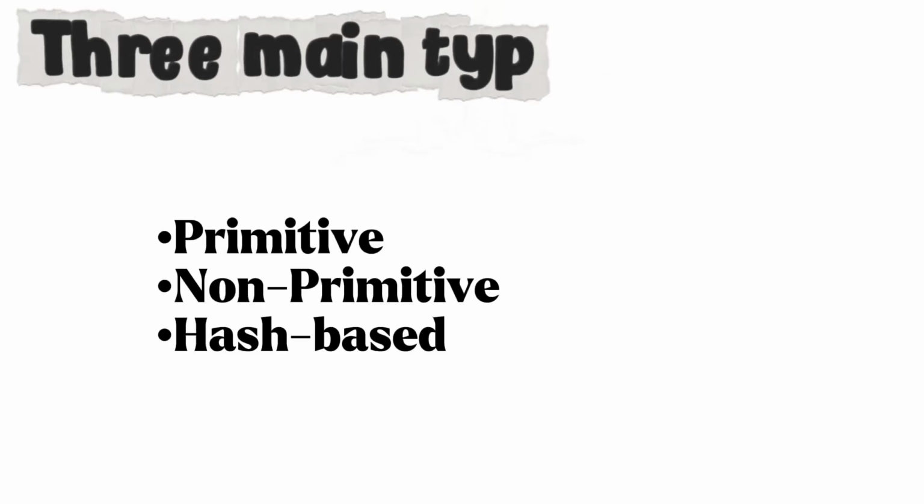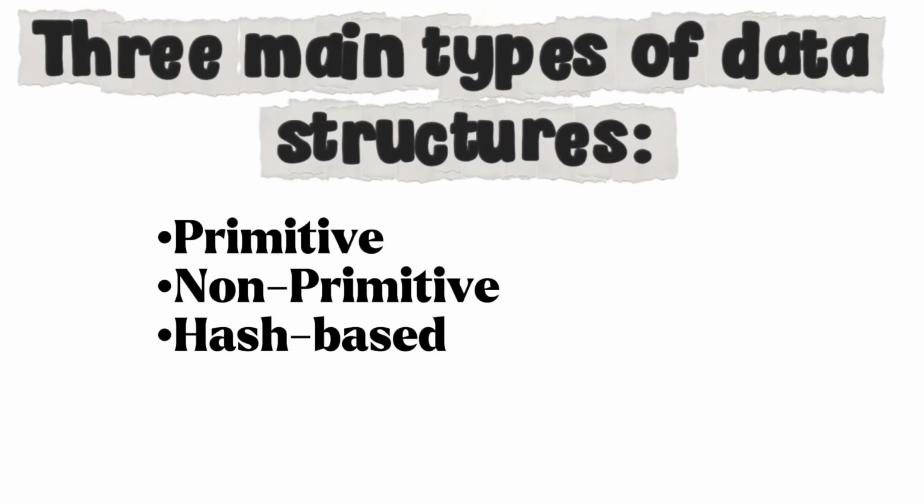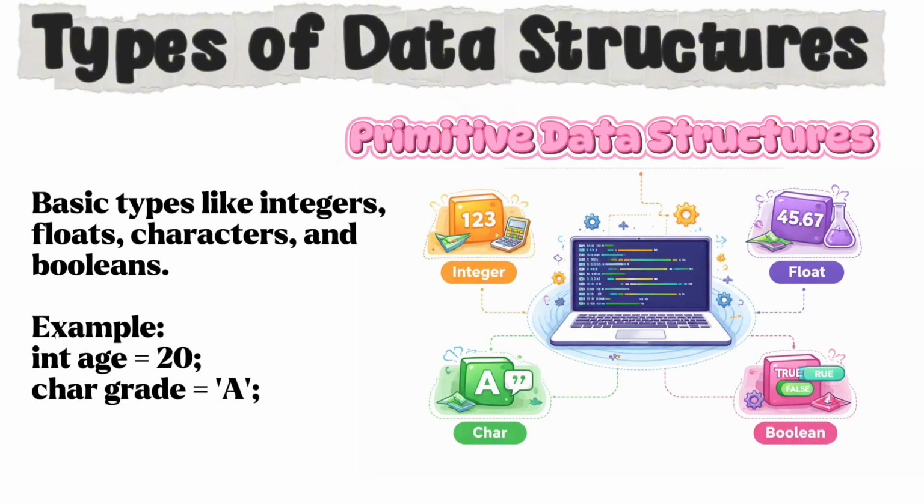There are three main types of data structures: primitive, non-primitive, and hash-based. First are primitive data structures. These are the basic data types used to store simple values like numbers and characters. They include integers, floats, characters, and booleans, and they store only one value at a time.